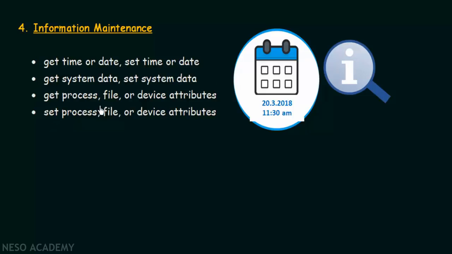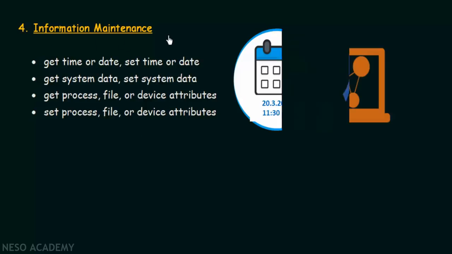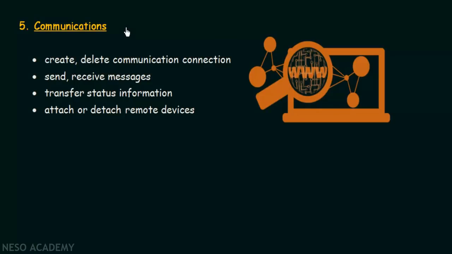Then we have get process, file or device attributes. So we can get the attributes of the processes, files or the devices. And then we have set process, file or device attributes. So we can get the attributes of the files, processes or devices, and we can set the attributes of the processes, files or devices. All these kinds of system calls that are related to maintaining the information of your system fall under this category of information maintenance system calls. Now let's go to the last one. The last one is communications system calls.